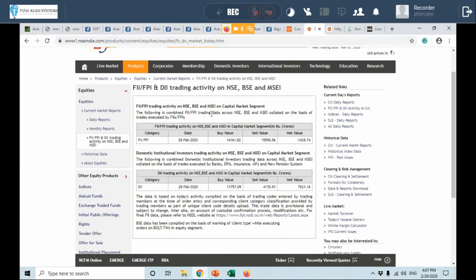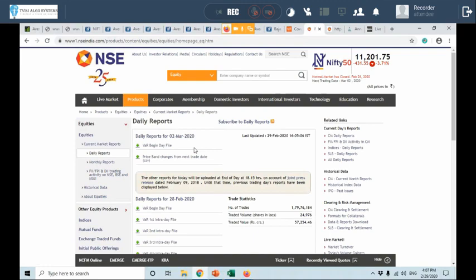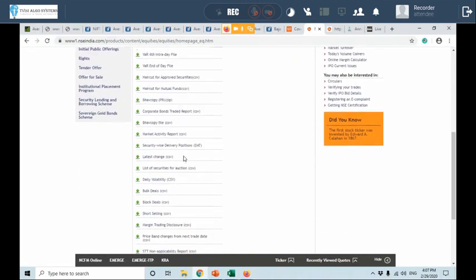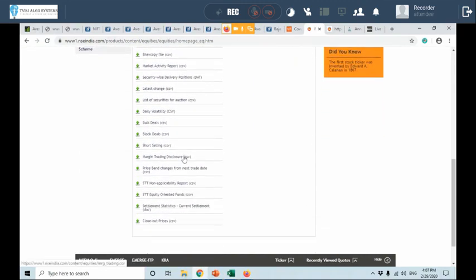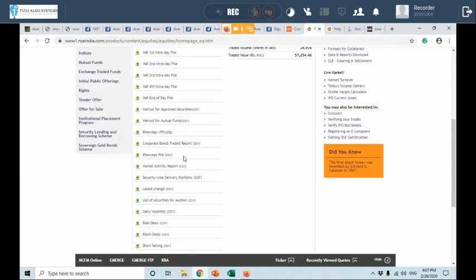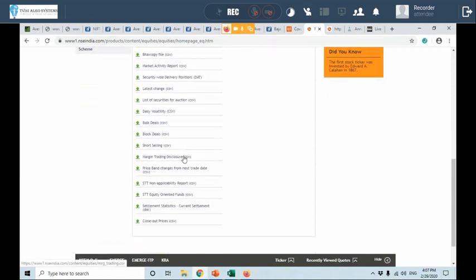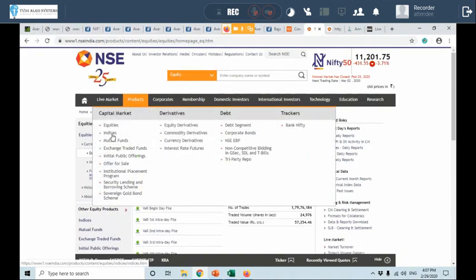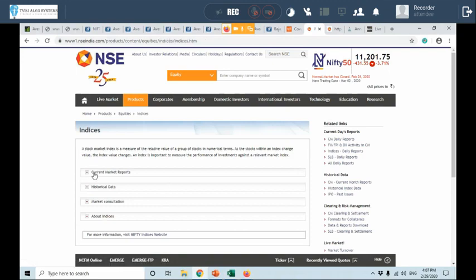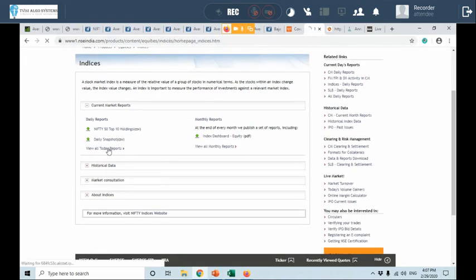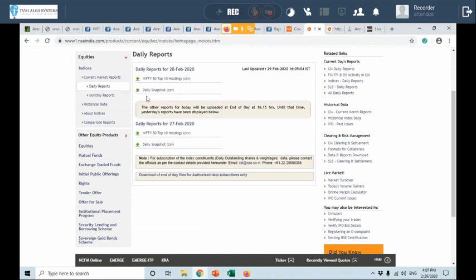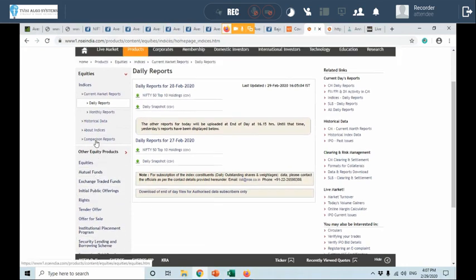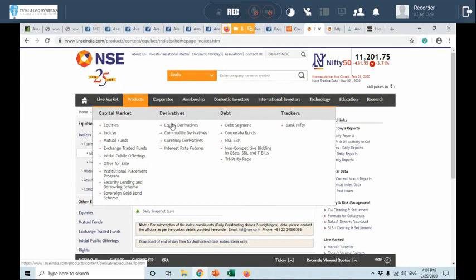This is only on the cash market. There is another market on derivatives as well. Monthly reports, daily reports is fine. Daily reports is also the same. Security wise position I want to see. Now if I go to indices, let's see if there is anything in indices. Nothing. I'll go to equity derivatives.